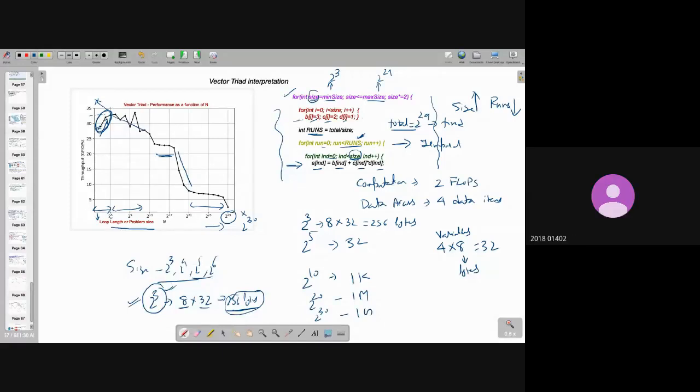And also the number of runs goes down as we go from about 2 raised to 3 to 2 raised to 6. No, runs does not go down actually. This total is fixed. Runs into size is equal to total. Your total is fixed at 2 to the power 29. So every time these two loops always complete 2 to the power 29 iterations.